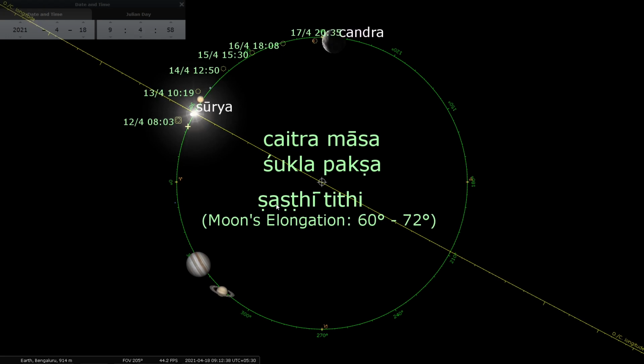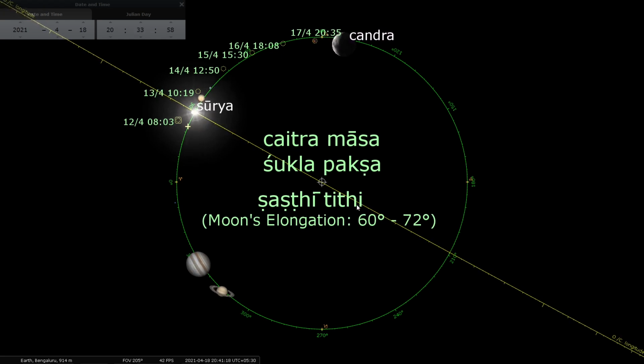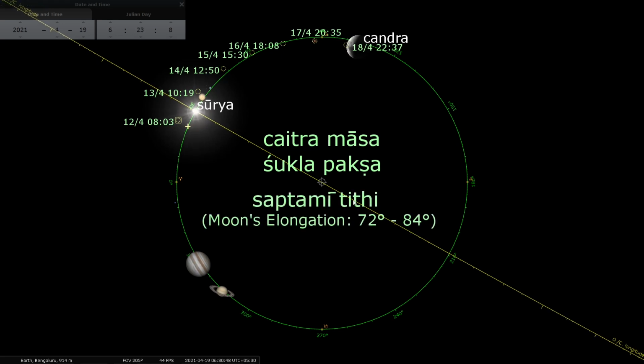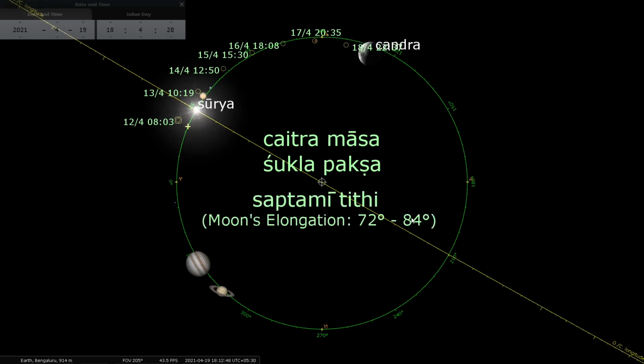Continuing, the sixth Tithi, Shashti Tithi, is getting over at 72 degrees. Now you can see the angle is significantly higher. I will push it one more. Saptami Tithi is the seventh Tithi, going up to 84 degrees. And look at the time. Now it is on April 20th, 4 minutes past midnight. Saptami Tithi got over and Ashtami Tithi is going to start.